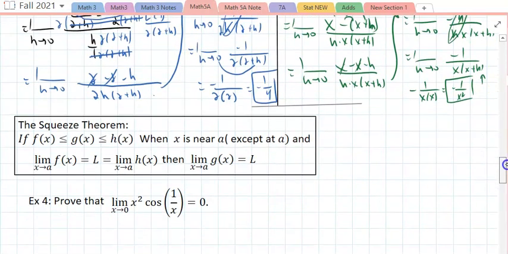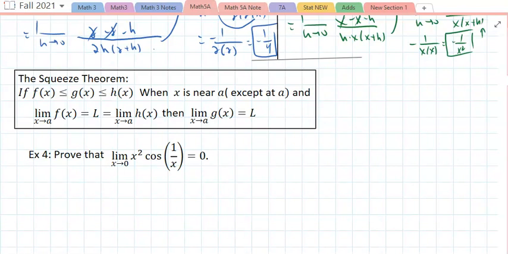Now, sometimes there's a function you can't seem to control. But you know this function is between two other functions. If I take the limit of the smaller function as x approaches a value, say a, and I get a number, and I take what's larger and I get the same value, then whatever is in between is going to be forced to reach that same value. That's called the squeeze theorem.